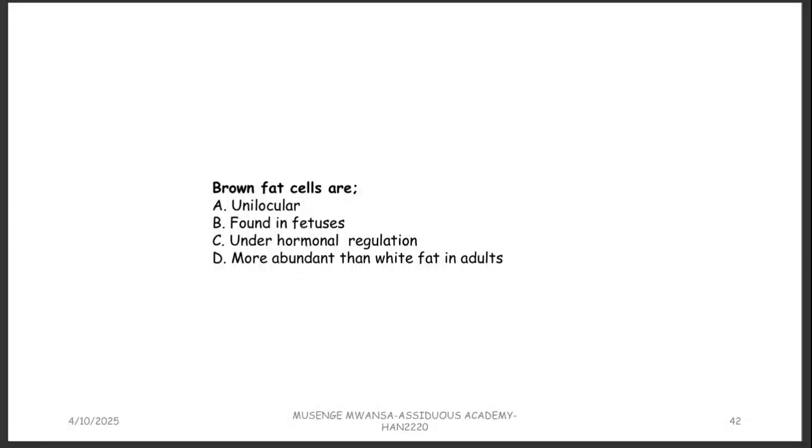Brown fat cells are unilocular, found in fetuses, under normal regulation, more abundant than white fat in adults. Which one can you pick there? Okay, they are found more in fetuses.